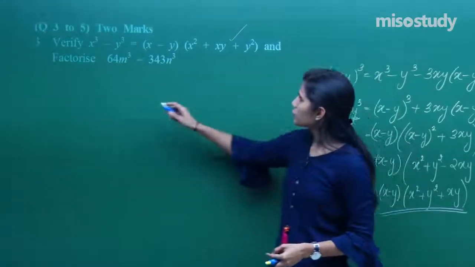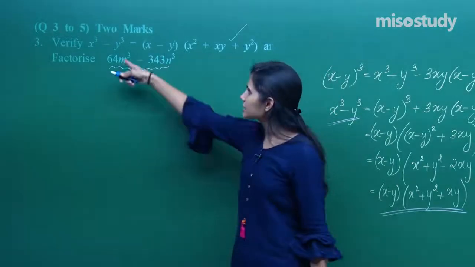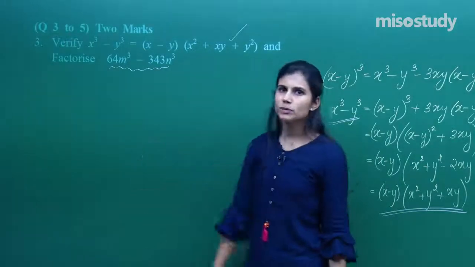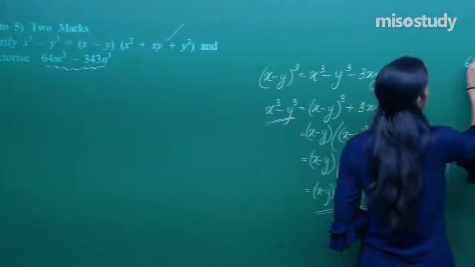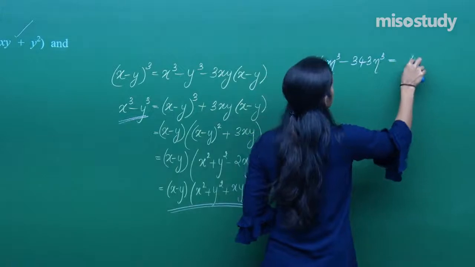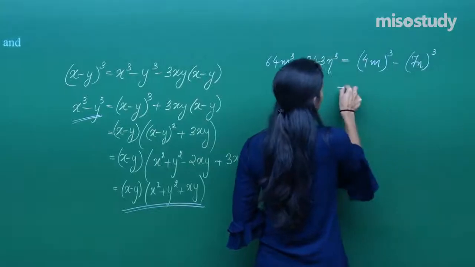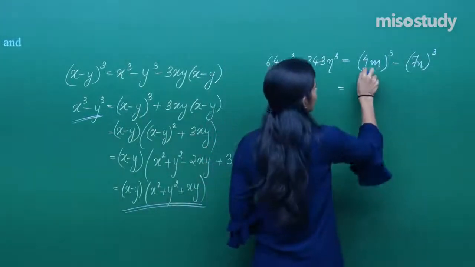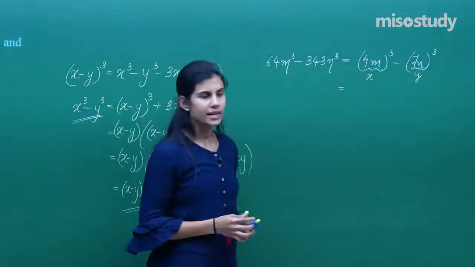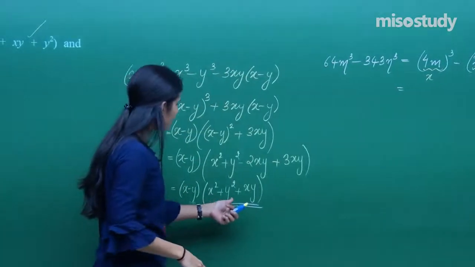Next it is saying to factorize this expression 64m cube minus 343n cube. Can you recognize 64 is the cube of which number? 4. 4 cube is 64 and 7 cube is 343. So 64m cube minus 343n cube can be written as 4m whole cube minus 7n whole cube. Now it is looking like x cube minus y cube for x equals 4m and y equals 7n. And we have already developed this very expression that x cube minus y cube is x minus y, x square plus y square plus xy.